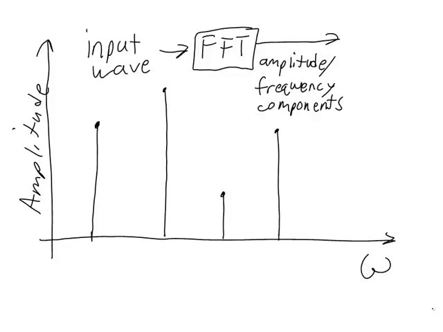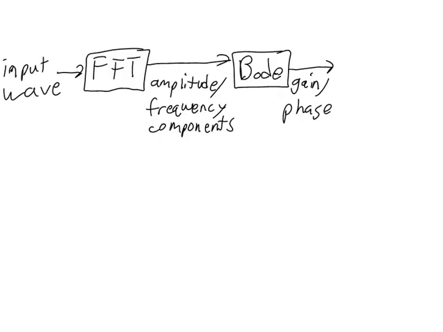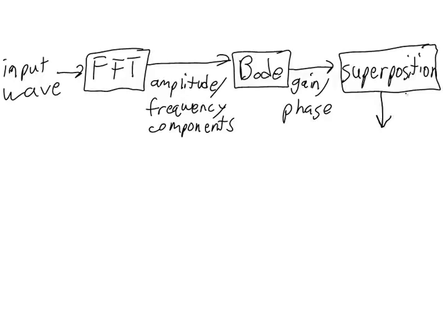Next, we compare these frequency components to a Bode plot of the system, and we get out a gain and a phase for each frequency component. Once we know the gain and phase for each frequency component, we can apply the superposition principle. The superposition principle tells us that we can add up each component to get out our final output.